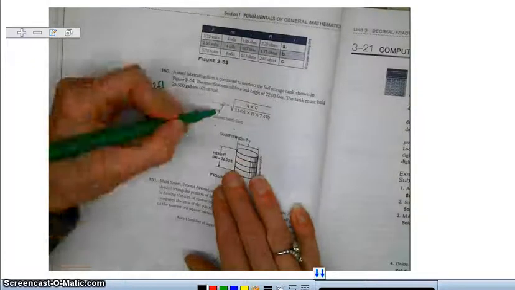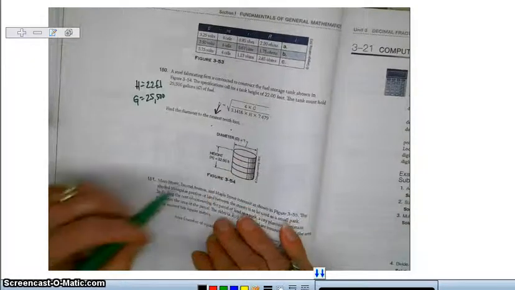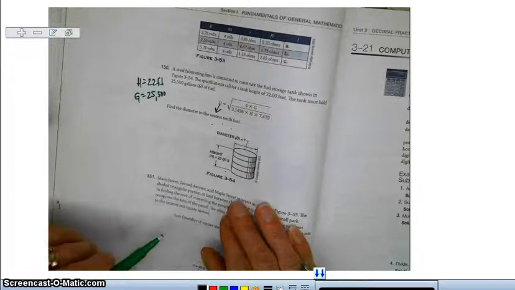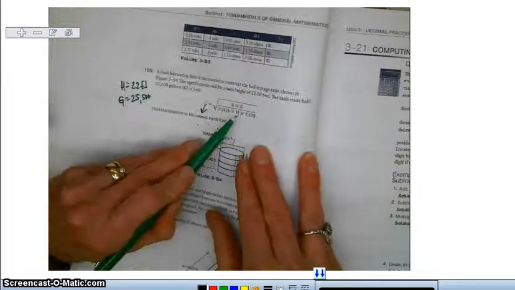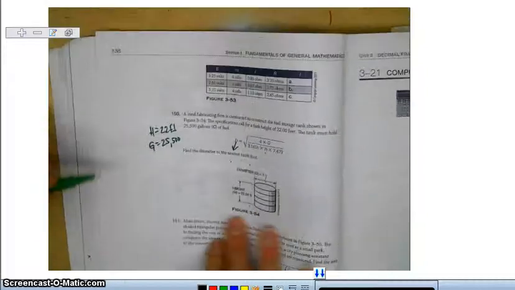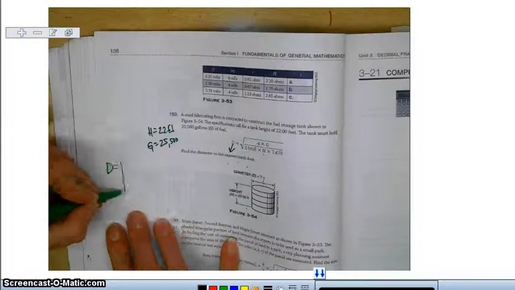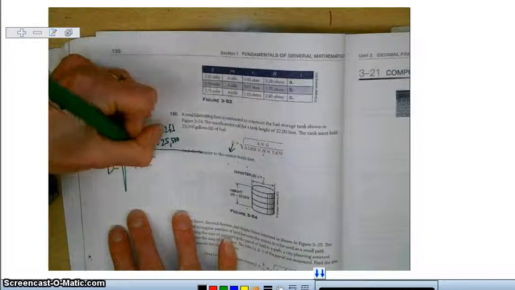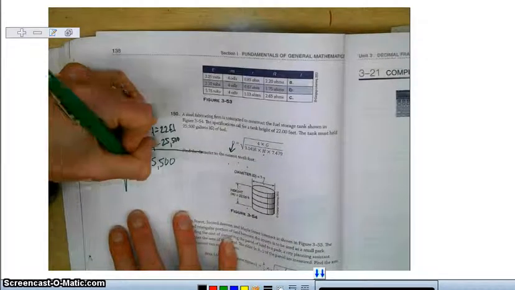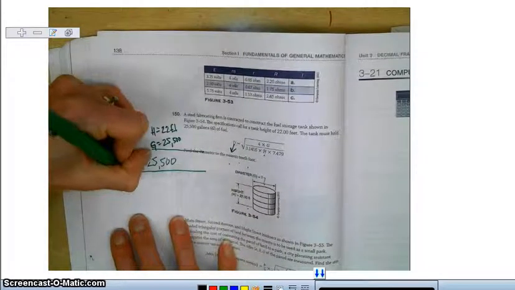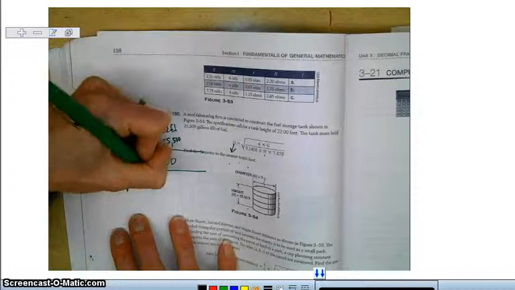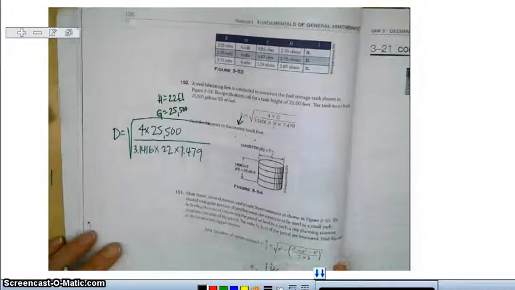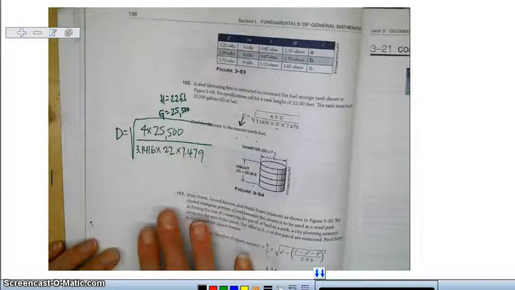So this is the diameter, that's what we're looking for. We've got this picture, so we've got the height, and we're looking for the diameter. All we're going to have to do is plug G and H in here and follow the order of operations. So D will equal the square root of 4 times 25,500, all divided by 3.1416 times 22 times 7.479. So all I'm going to do now is follow the order of operations to work this out.